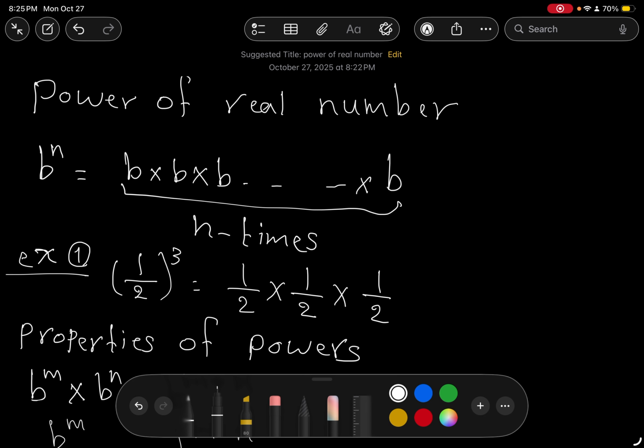Hey guys, today we have a new topic of 10th grade. Yes, we have chapter 1, section 2, and the topic is about exponents and radicals.